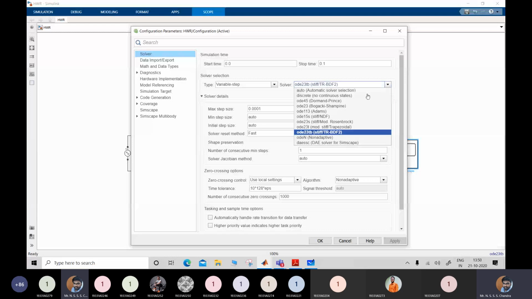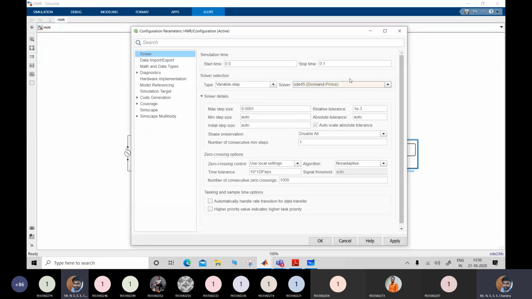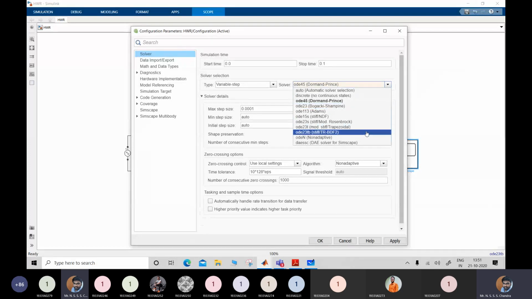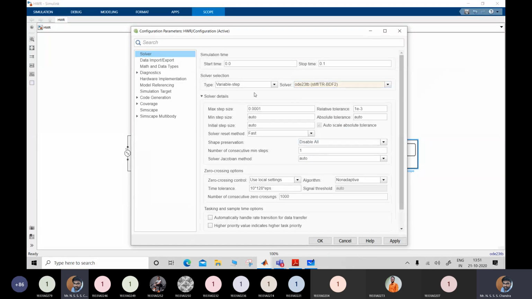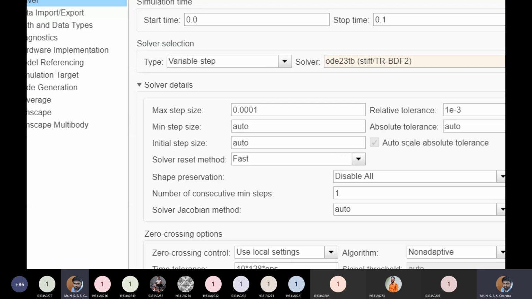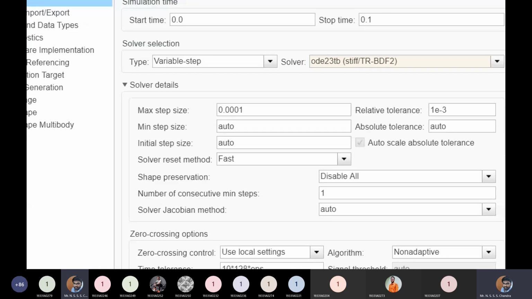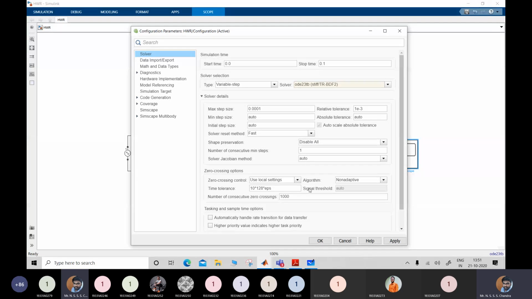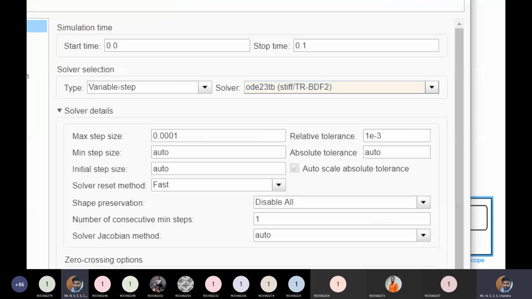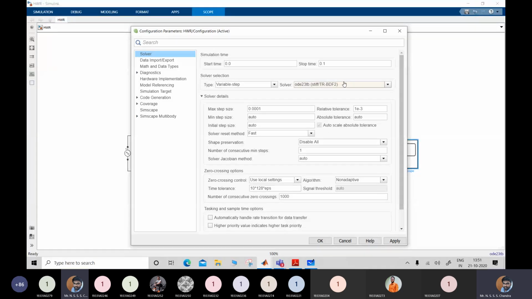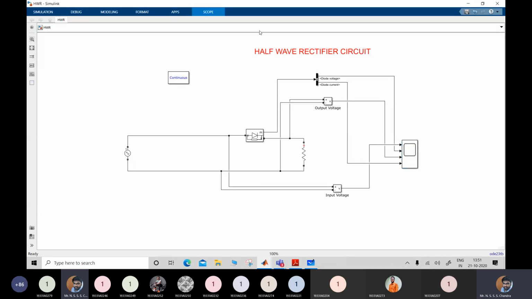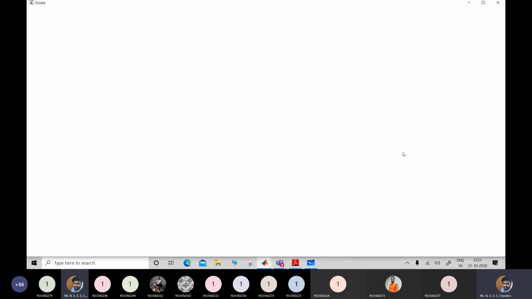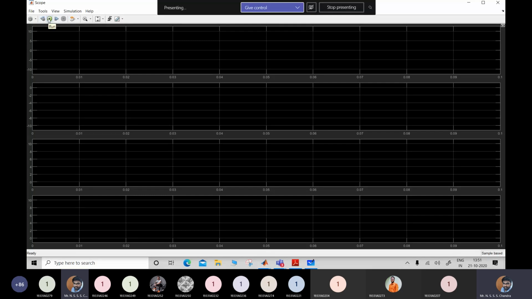So by default it will be ODE 45. This will be your default solver. So ODE is nothing but ordinary differential equation. Okay, and then I'm taking a maximum step size, a very small step size of 0.0001 for the solver. So depending upon the solver, your output waveform graph will also vary. Okay, and then I'm clicking on apply and OK. Now I'll be going to the scope, and then I'm running this circuit.